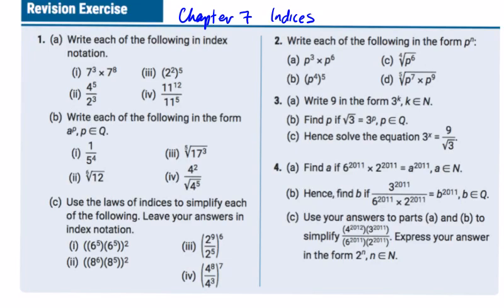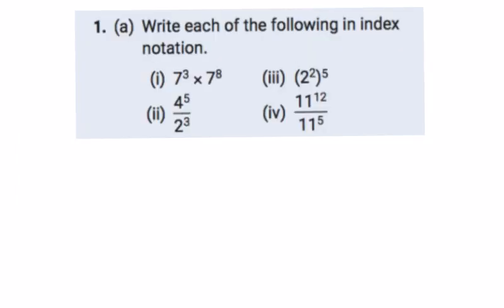Here we have the revision exercises for chapter 7, indices. It looks a bit intimidating when you open the page and see all of these crazy questions, but let's break them down one at a time. In question 1 we have a multiplication, so you need to know your rules. Multiplication leads to addition. Then we have a power to a power, which leads to multiply. Then we have division, which leads to takeaway, and the same for the last one.